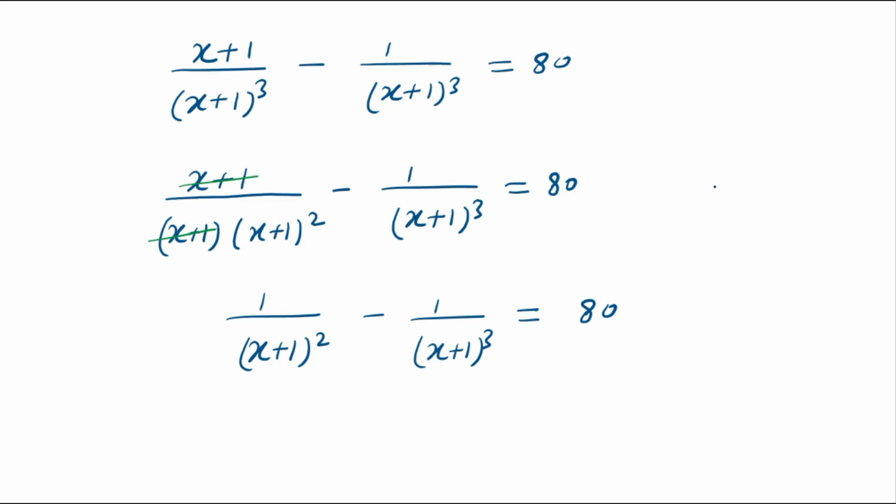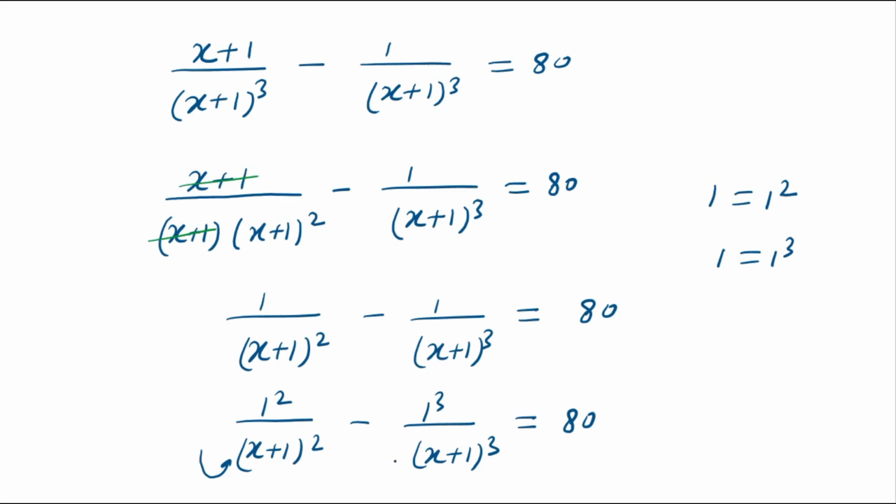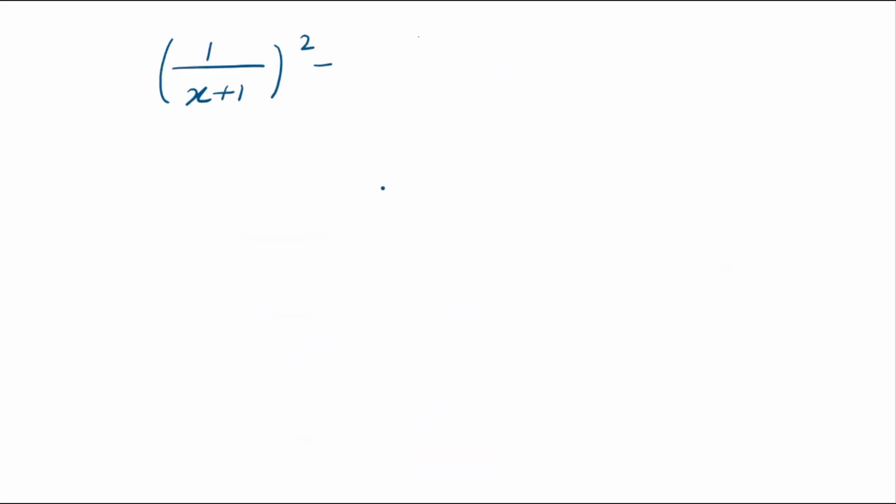We know that 1 is the same as 1 square and 1 is also the same as 1 cube. This one is 1 square divided by (x plus 1) whole squared, minus this one is 1 cubed over (x plus 1) whole cubed, and this is equal to 80. Now we will write this expression as 1 over (x plus 1) whole squared minus 1 over (x plus 1) whole cube, and this is equal to 80.